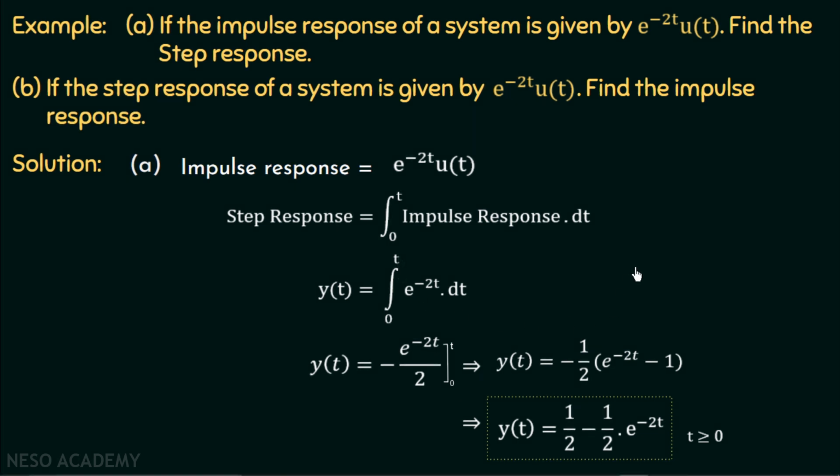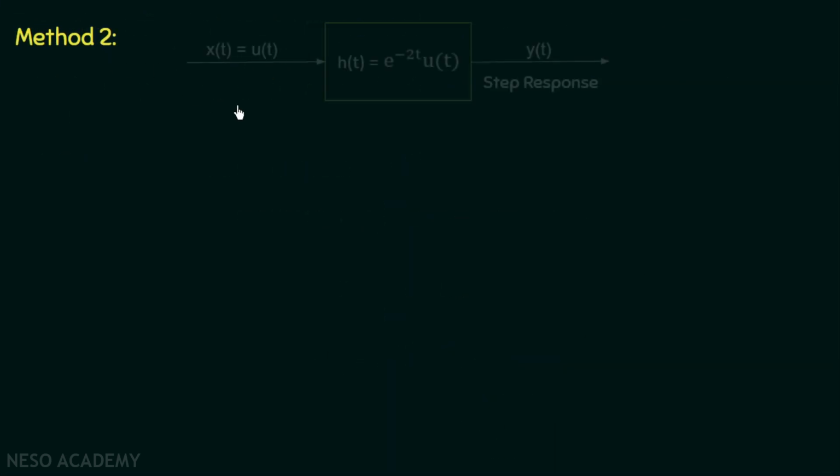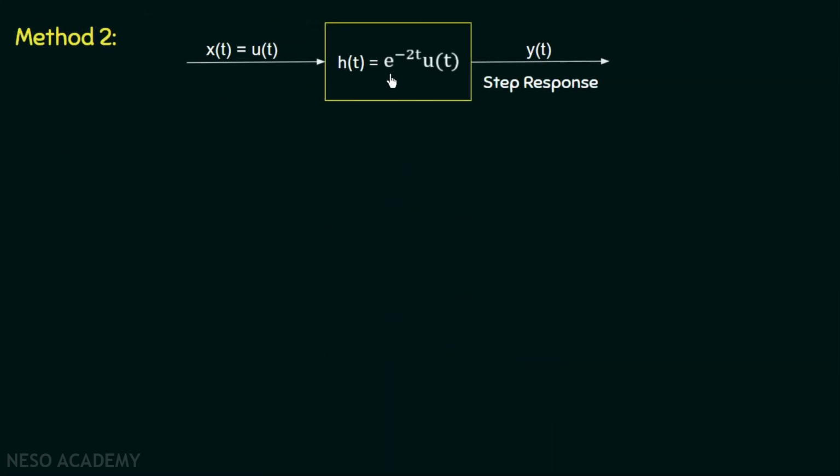We have one more method to find the step response of this system, and we will now discuss method number 2 to find the step response whenever we are given the impulse response. We are given a system whose impulse response is e power minus 2t u(t). The input is unit step signal and the output is the step response.